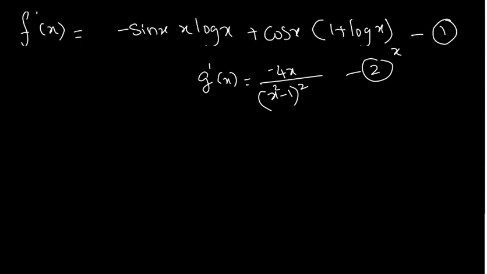So the final answer is f dash x plus g dash x, that's dy by dx, dy by dx equal to, did we multiply this with f of x? No, right? We didn't multiply, right? We have to multiply this. Okay, so this has to be multiplied with x to the power of x cos x. Correct, right? So that means we have to correct here also.